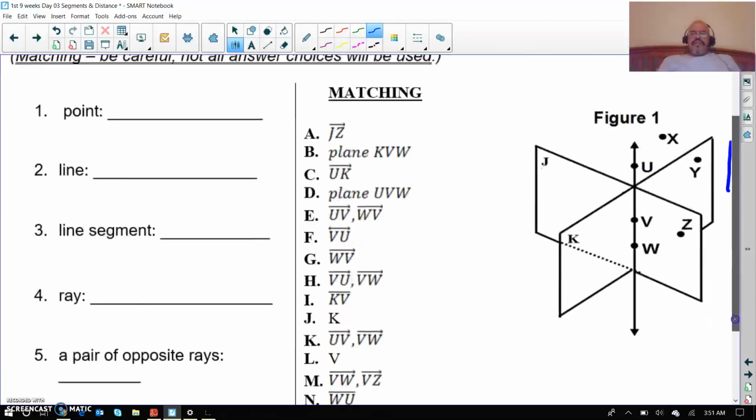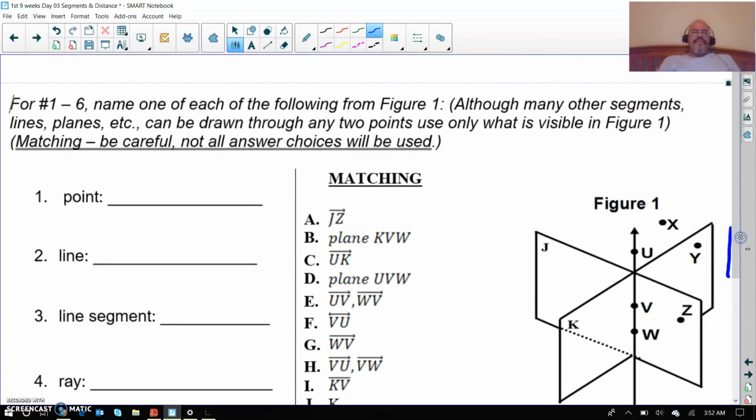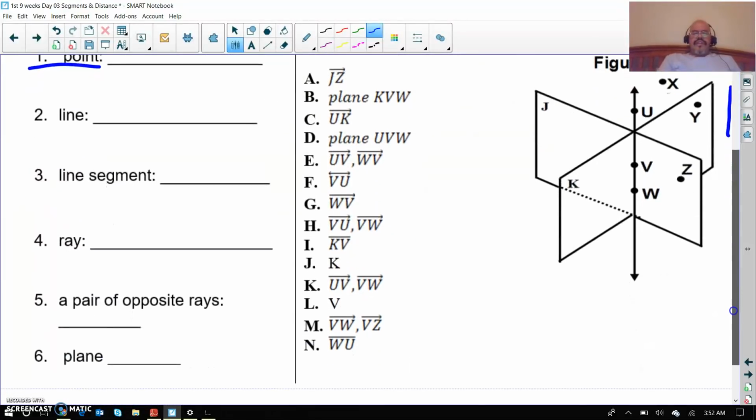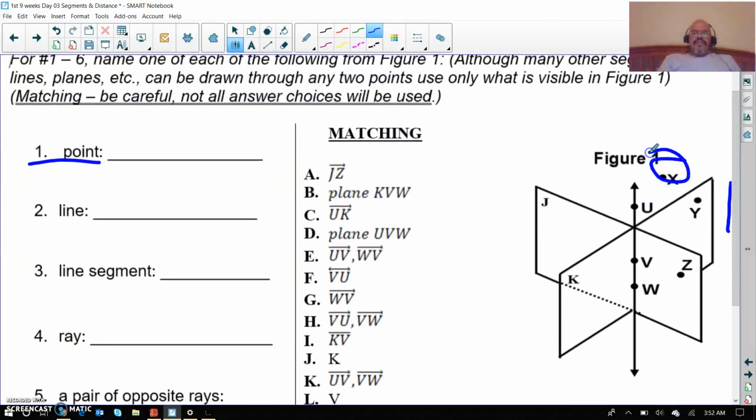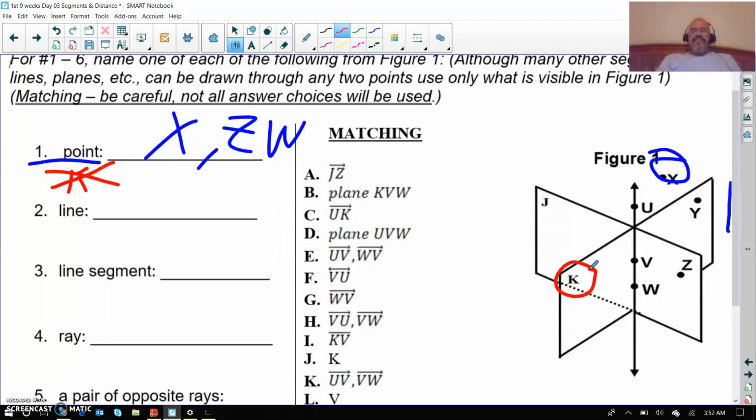Alright, so let's take a look at the assignment. I find that a lot of students were having a problem with this because they thought, I have to name a point, so should I name all the points? No, you do not need to name all points here. You just need to pick a point. So X or Z or W. I would not choose K because K right here is the name of the plane. It's not the name of any point.